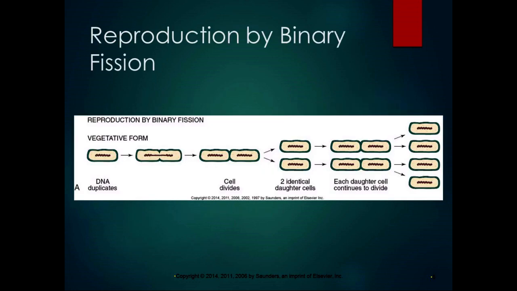So this is our little binary fission. The DNA replicates, the cell divides, and you have two identical daughter cells. And then each daughter cell divides and you have four identical daughter cells. So that's how bacteria reproduce.